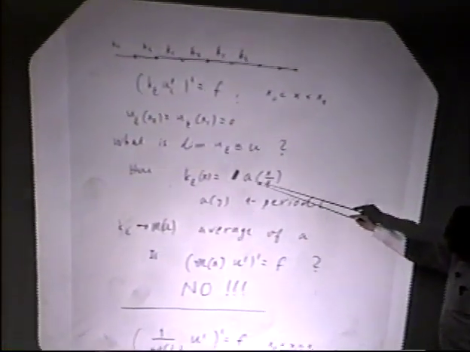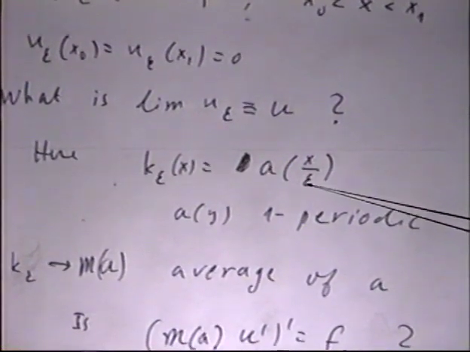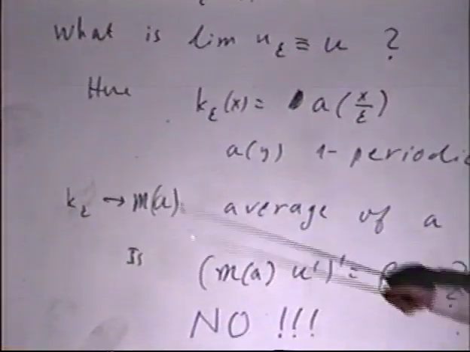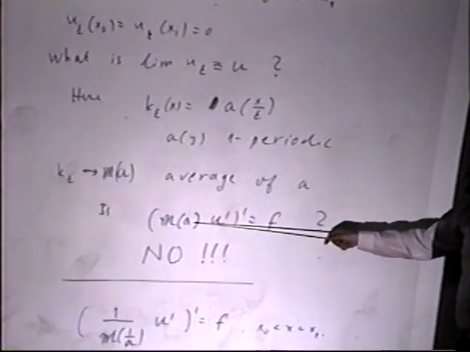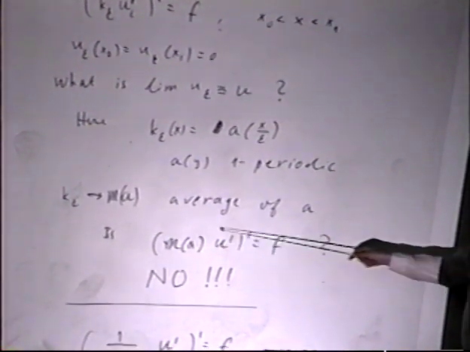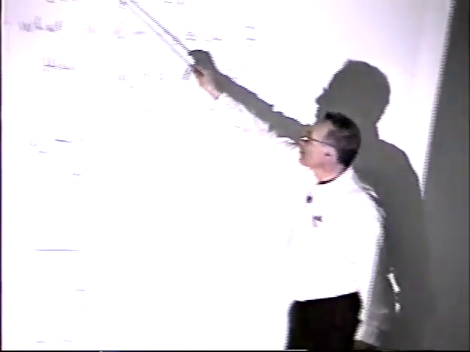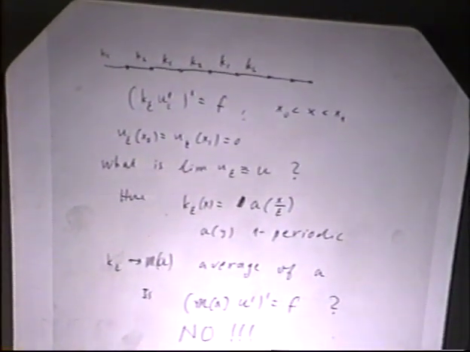And you look at this function a, which is fast oscillating, a of x over epsilon. You average the a, so this is the average of a. And then the limiting u should satisfy that if you take the average of this conductivity, you take the u prime, and take the derivative of all this, it should be equal to f. That seems natural. But that's also the wrong answer. So if you want to solve the limiting problem here, where k epsilon keeps flipping, taking the average of k epsilon is the wrong answer.